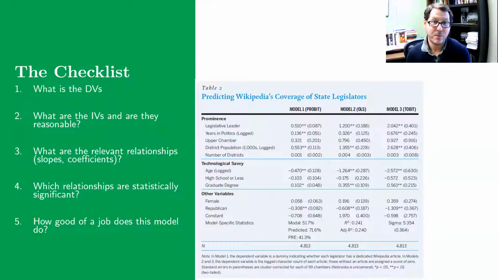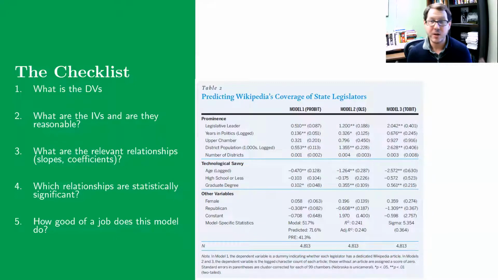Level of education, whether you're high school or less, or whether you have a graduate degree, and then gender, a female-male variable, whether you're a Republican, and then there's a constant. Constants are going to show up in a lot of models. Sometimes they're called intercepts. This is your starting point, and everything gets pushed up or down from there.